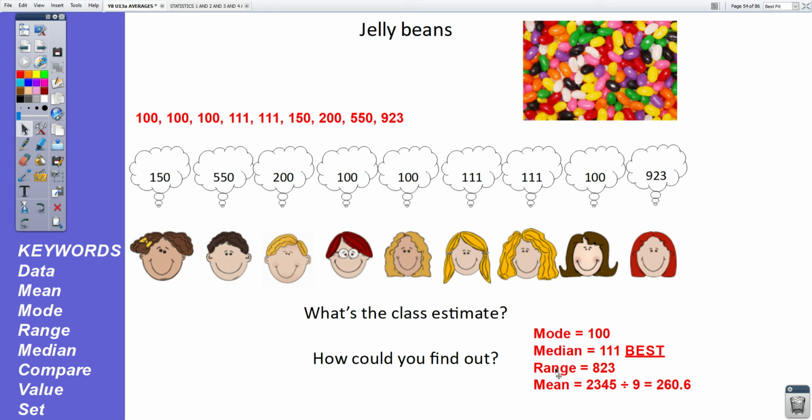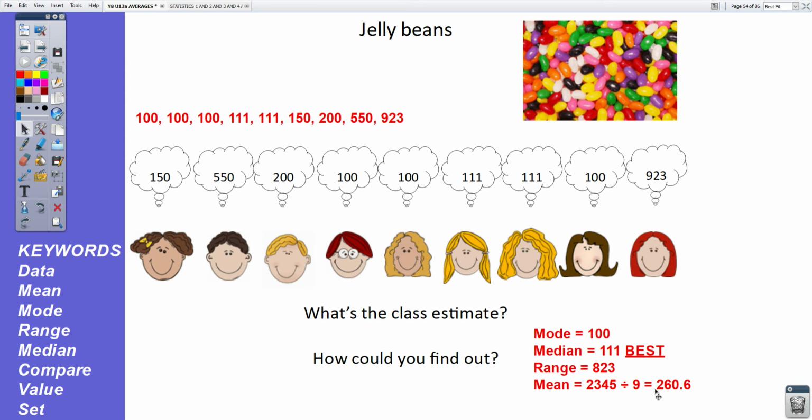That's the median. The range, highest data value take away the lowest data value, 923 take away 100, is 823. And the mean, all those data values add up to 2,345, we divide that by 9, we get 260.6. Now I've put the median as being the best average for the best class estimate. Why have I put median?